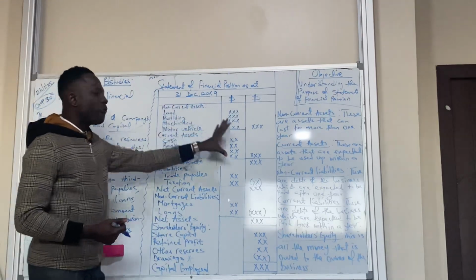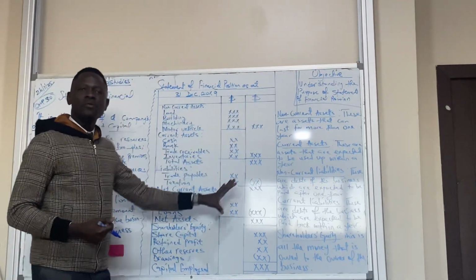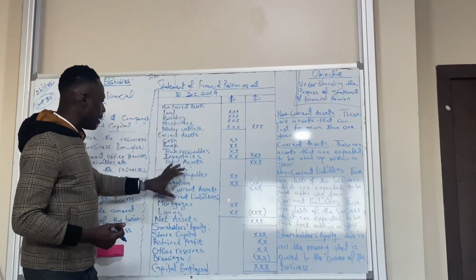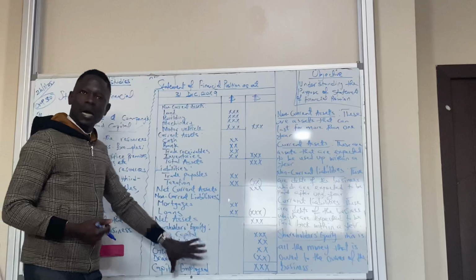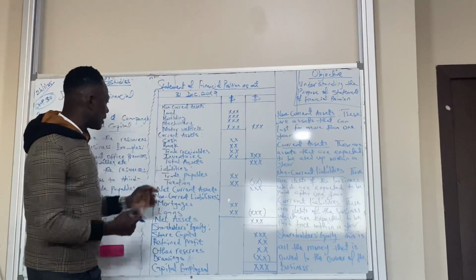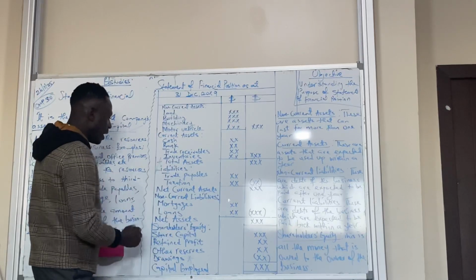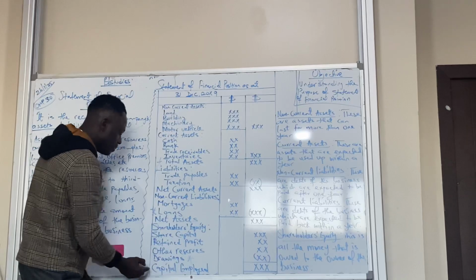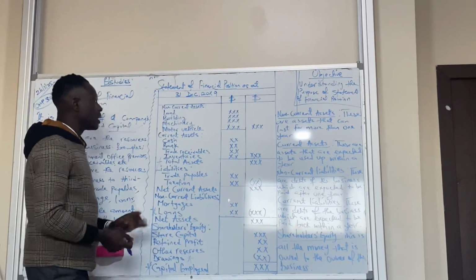So this is a typical format of a statement of financial position, which means it talks about the assets of the business, the liabilities of the business, and the capital. So we have three sections here: the assets, the liabilities, which ends here, and the capital. So I'm going to take one at a time.